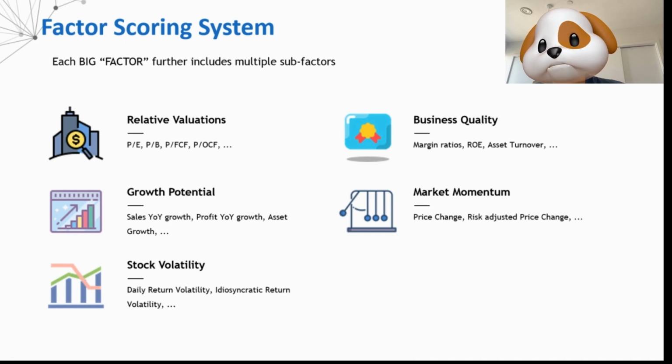To summarize, with all these factors, our final goal here is to rank stocks under different universes, so it can help us to filter out names with healthy, strong financial conditions and positive market sentiments.